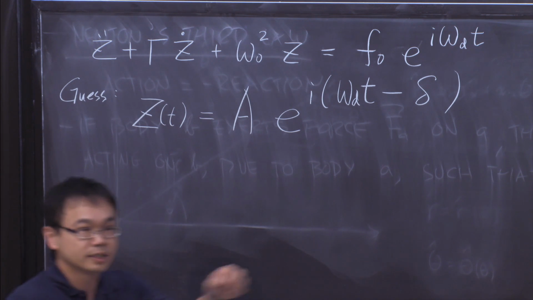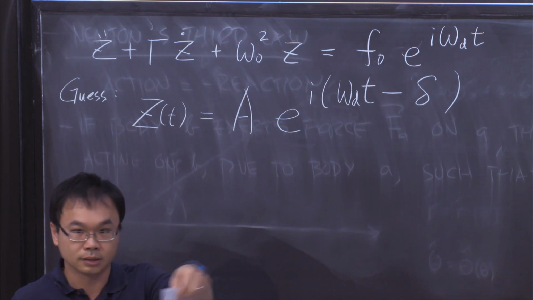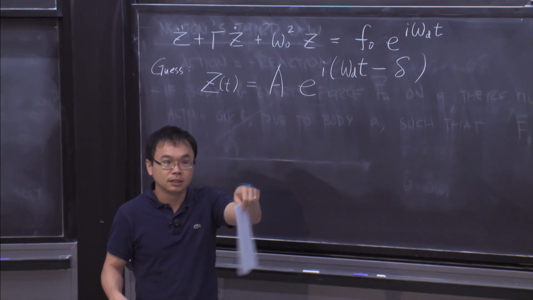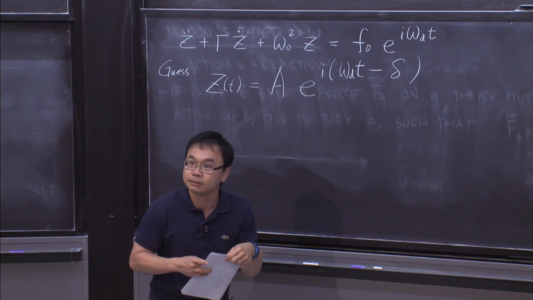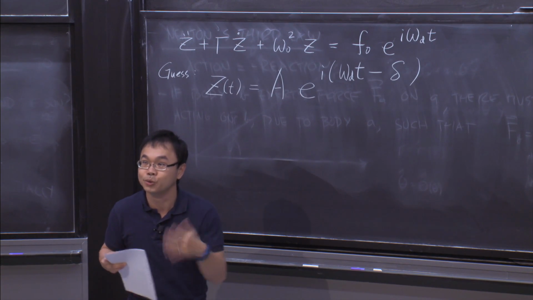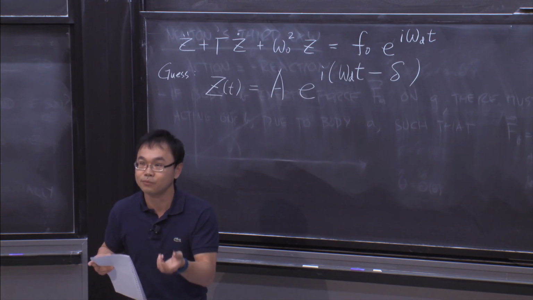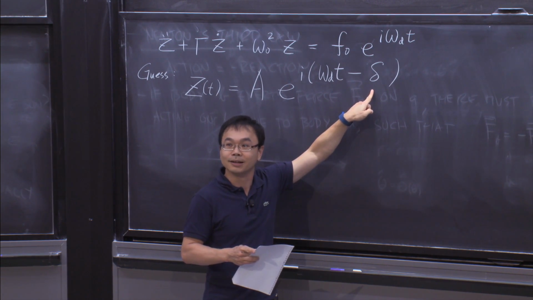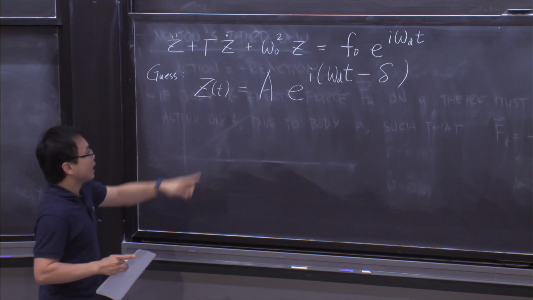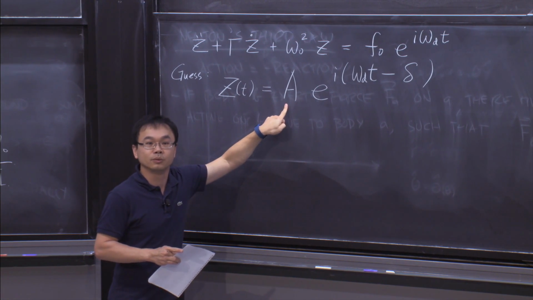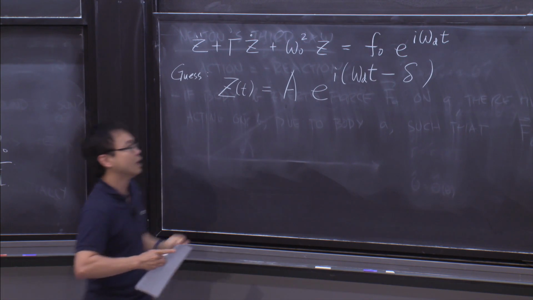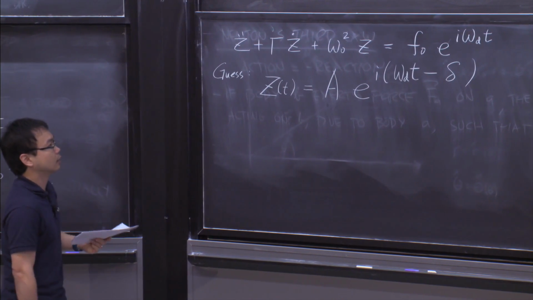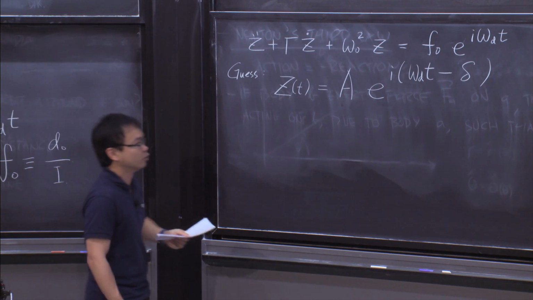Okay, so if I start to drive this system, it may take some time for the system to react to your driving force, right? So that's accounted for by this delta constant. And the amplitude is what we were wondering about. Therefore, you have some kind of constant in front of the exponential function.